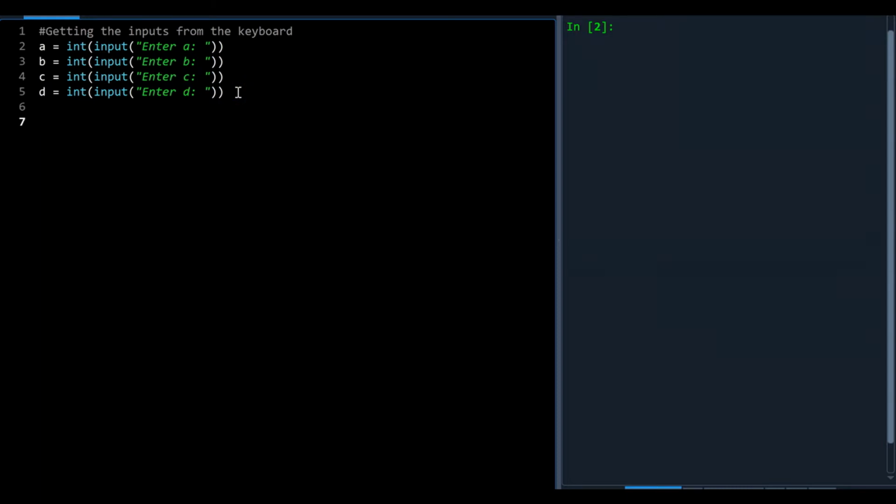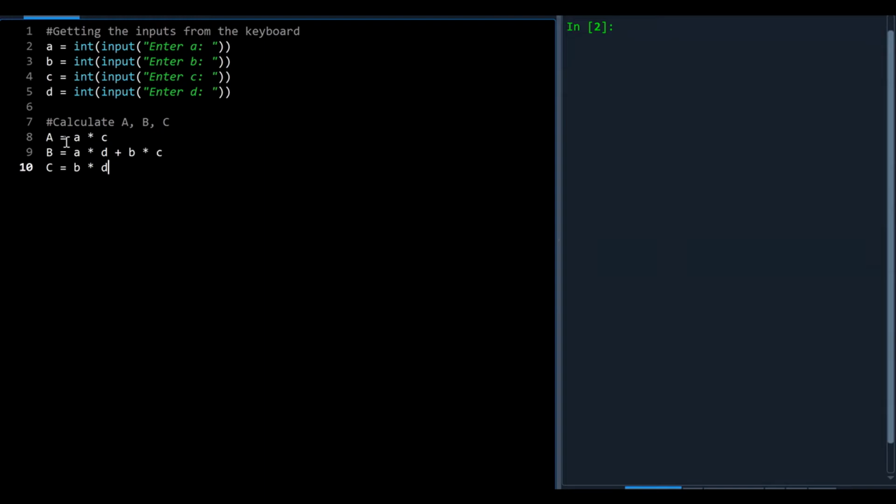Okay, and now I just need to calculate the A, B, and C values. I'm going to break the rules: variables should start with a lowercase letter, but the way I wrote it, it makes sense to use capital letters for these. So A is a times c, B is a times d plus b times c, and C is b times d. All right. Maybe for the standard form. Okay, and now we can calculate the x value of the vertex.